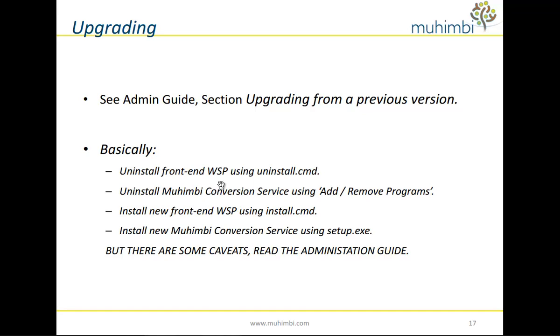So if you're upgrading from one version of the PDF converter to a new version, the best thing to do is just to open the administration guide and navigate to the section named upgrading from a previous version. But basically what it boils down to is you uninstall the front-end WSP using the uninstall command, then you uninstall the conversion service using standard Windows add or remove programs, and then you install the new version. And then there are some caveats and there's some small hints and tips that you need to take into account, so by all means read the administration guide.